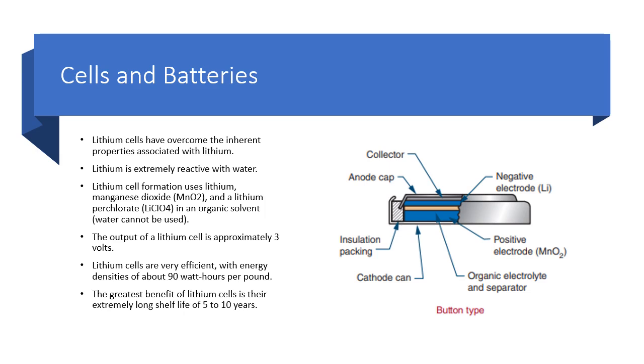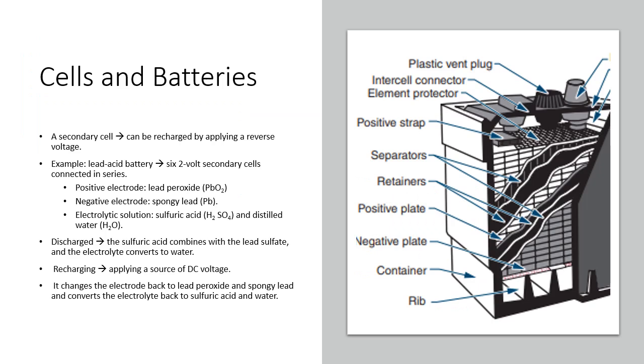Water cannot be used. The output of a lithium cell is approximately 3 volts. Lithium cells are very efficient, with energy densities of about 90 watt-hours per pound. The greatest benefit of lithium cells is their extremely long shelf life of 5 to 10 years. A secondary cell is a cell that can be recharged by applying a reverse voltage.